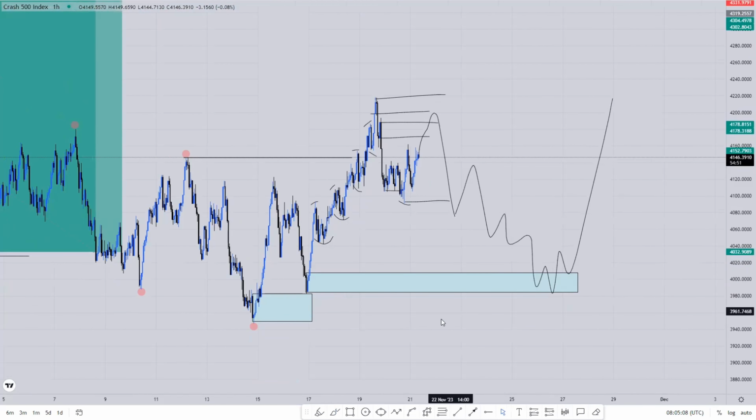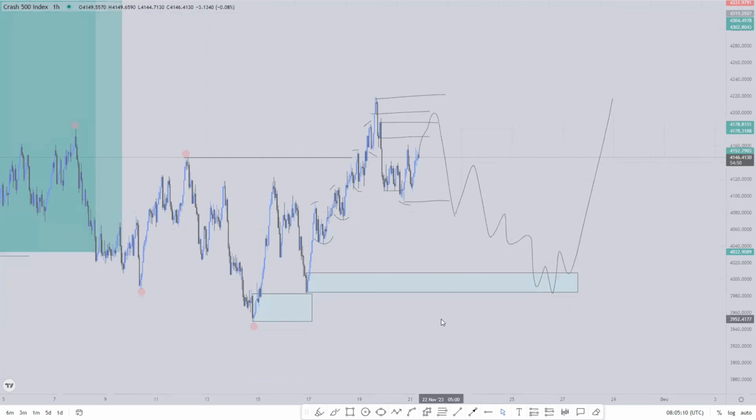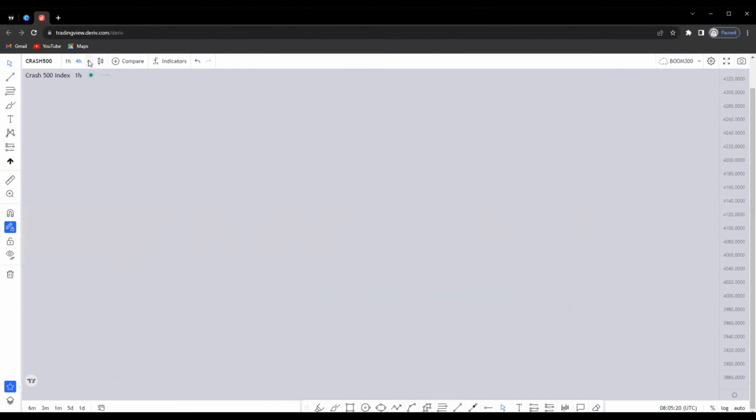Guys, let me go back to the 4 hours so that you see all the opportunities that were presented this entire year of 2023, ever since February, on Crash 500, that you were supposed to take advantage of. Had you had this understanding that I'm giving you now, you'd have maximized on most of these setups and opportunities.